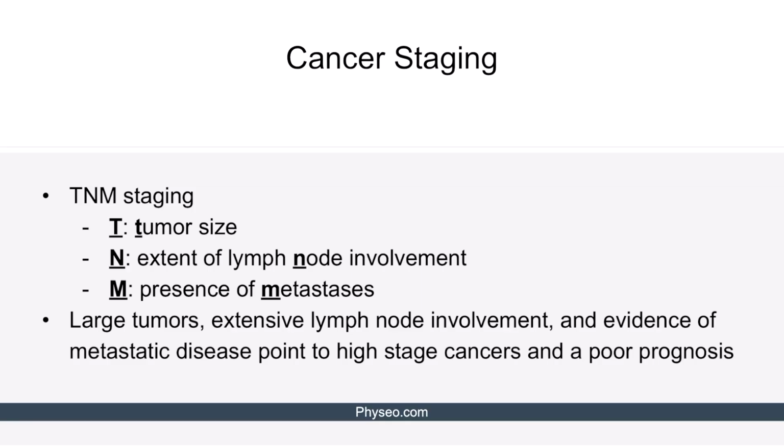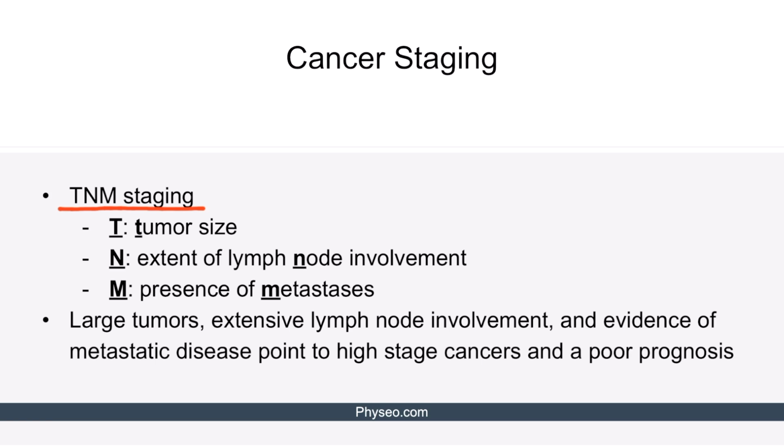Now, finding evidence of distant metastases usually means that the cancer is stage 4 and has a poor prognosis. Now let's move on to TNM staging. TNM staging is named after the three main components used to stage cancer following this approach. So those three components are tumor size, that's the T, and then there's extent of lymph node involvement, so N for node, and then the presence of metastases, so M.